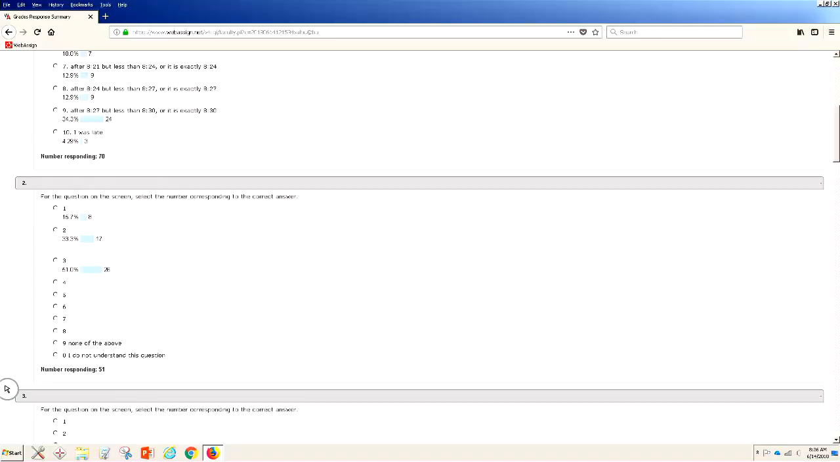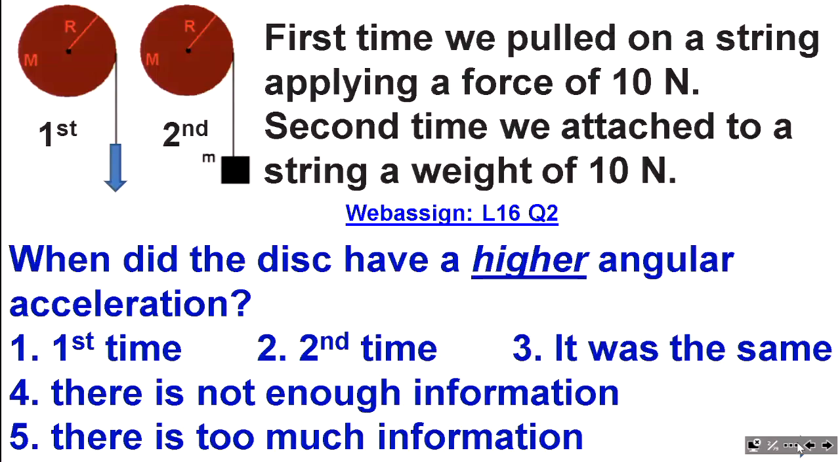It was the same. So far it is the most popular answer, which is unfortunately, in physics, you know, democracy doesn't work. Doesn't mean anything if the majority thinks answer number 3 is correct. It doesn't have to be correct. That's not politics. That's what's good about physics.